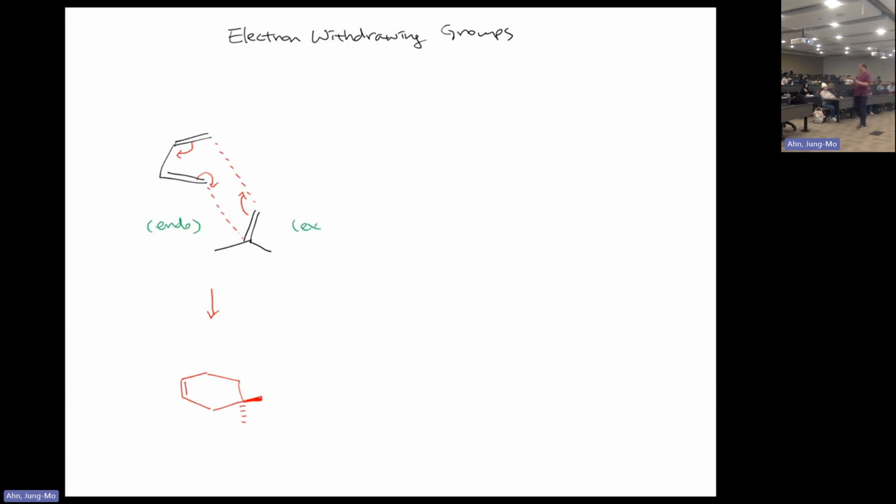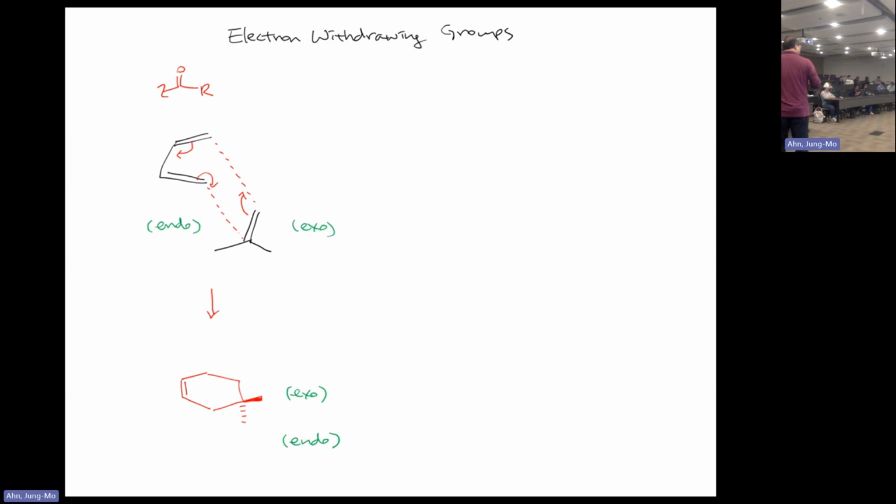I just want to show which position is endo and which position is exo. The molecule comes in like this. These substituents are going to land on the endo position down there, and the one out of the ring is going to be in the exo position. This applies to electron withdrawing groups that have pi electrons, like a carbonyl. It could be the carbonyl of a ketone, of an ester, or of a carboxylic acid. There are so many variants, but as carbonyls, they have pi bonds.